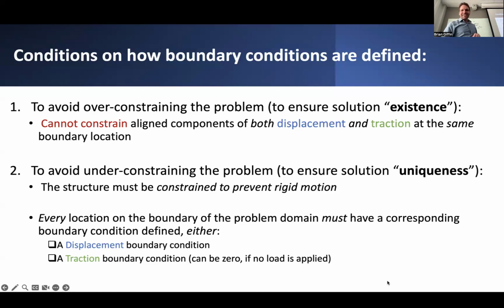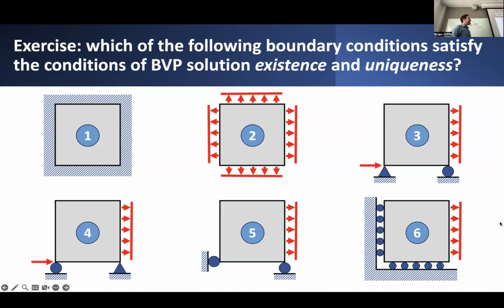We'll dive more into the exercise, which I'll leave you with next time. This is more of a puzzler. We'll give you the answer to these questions. Which of these different configurations satisfies all of those different conditions of solution uniqueness and solution existence?